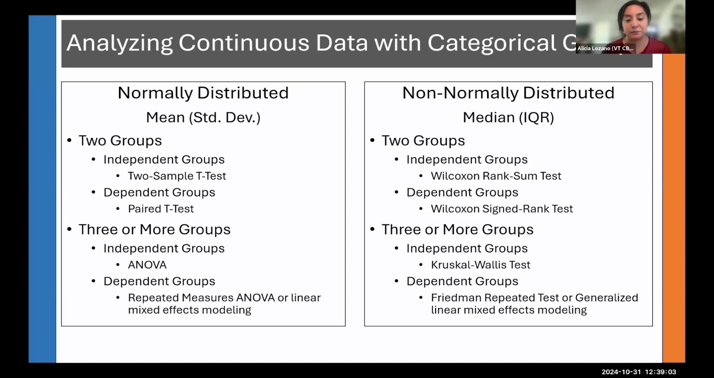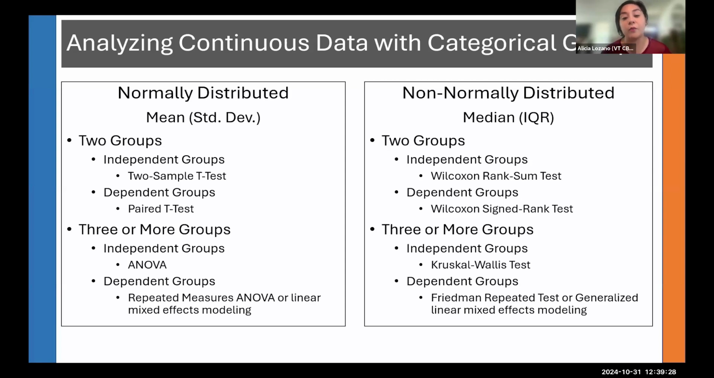For dependent groups, so when your two groups are related, something like a pre and a post measurement on the same individual, you would use a paired t-test. An example here would be testing whether there's a significant difference in blood pressure, maybe before and after a treatment within the same group.